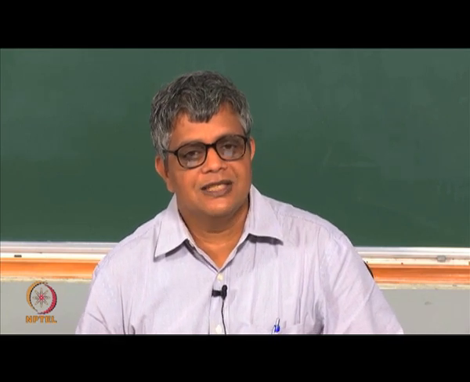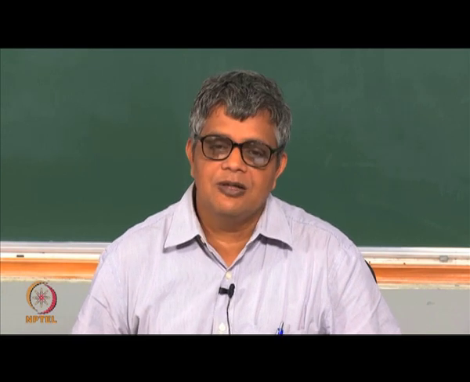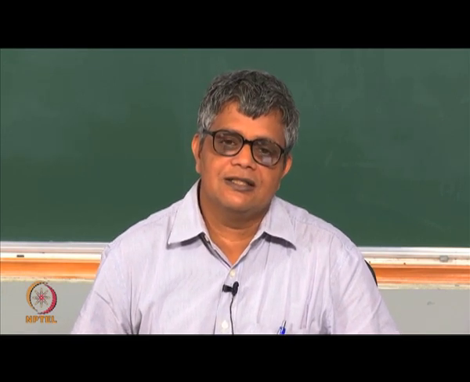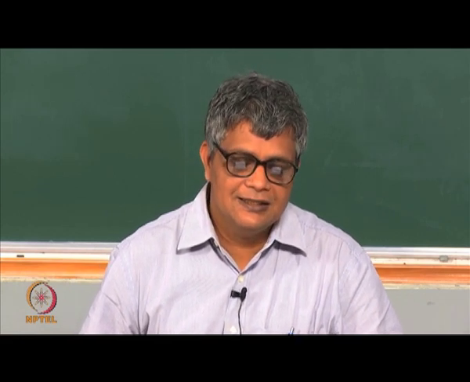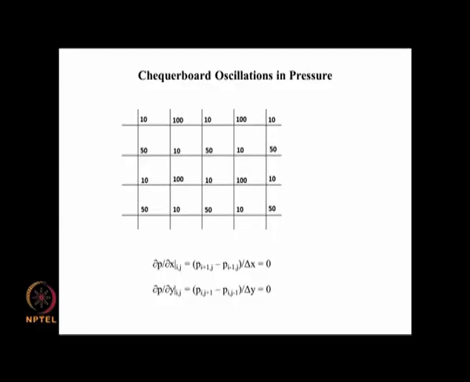Apart from this determination of pressure, we also have another problem with the evaluation of pressure in incompressible flows, and this is known as the checkerboard oscillation in pressure. In the screen here we have a Cartesian grid, and then you have the grid nodes at the intersection of these i equal to constant lines and j equal to constant lines.